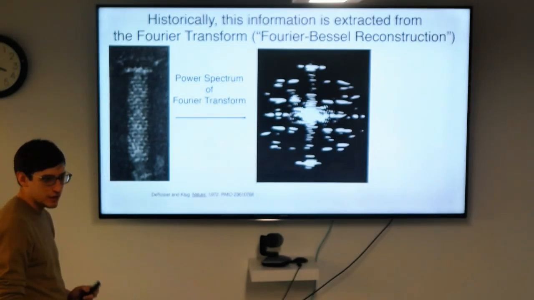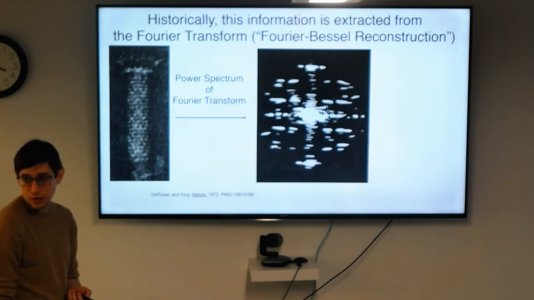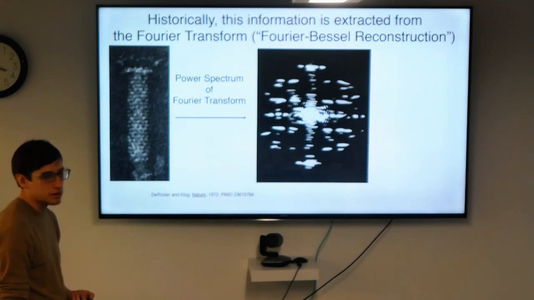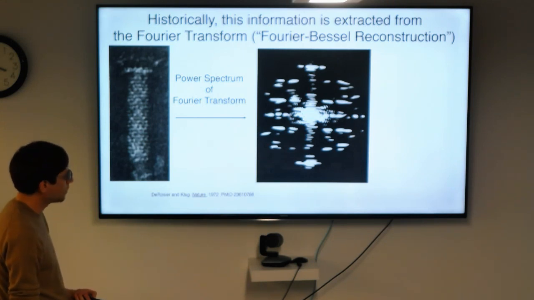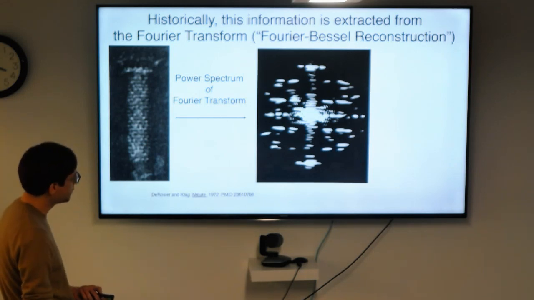And this is where we're going to get a little bit into the diffraction pattern. You actually have to use Fourier space analysis, at least historically, to get a three-dimensional structure of the asymmetric unit of this helix from a 2D projection image.